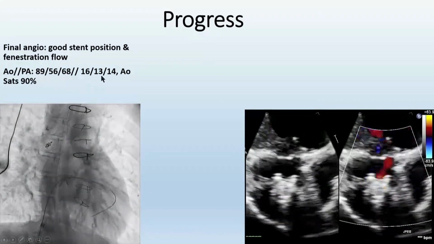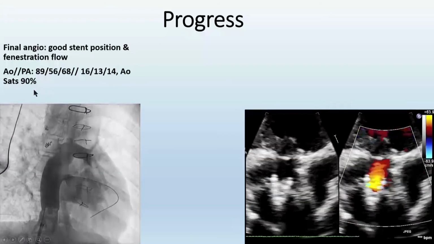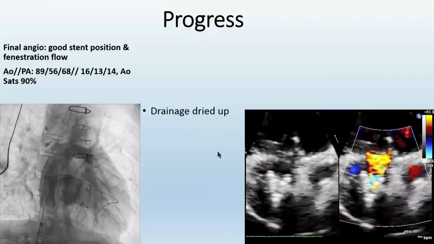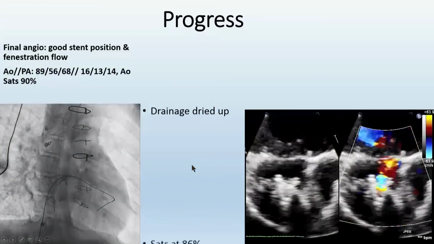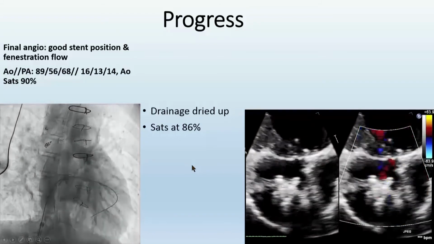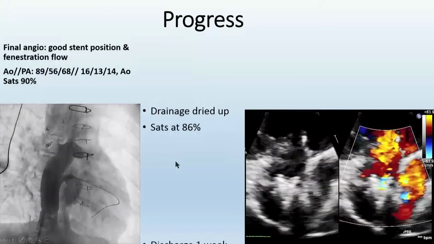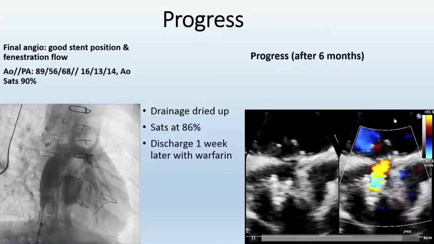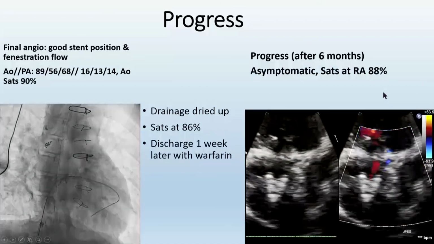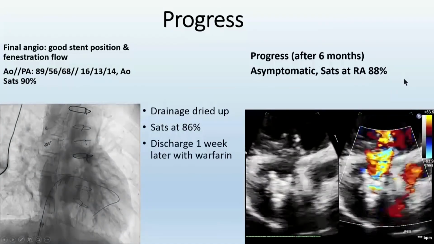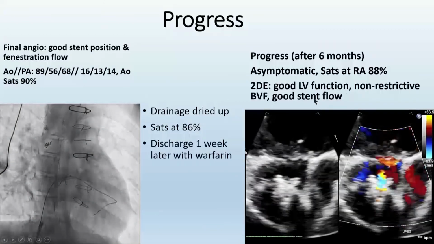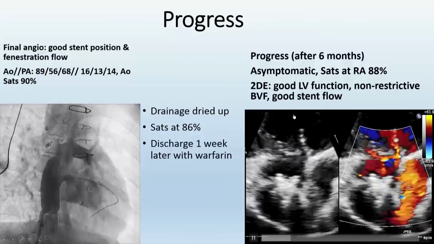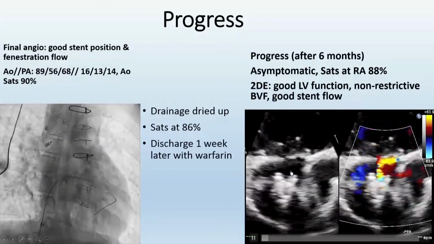And then PA pressure dropped to 14, and the patient's aortic saturation dropped from 97 to 90%. And the pleural drainage dried up after a few days, and this patient was discharged, saturation at 86%, a week later with warfarin. So this is the follow-up after 6 months. Patient is asymptomatic, saturation under room air is 88%, and very good LV function, non-restrictive bulboventricular foramen, and very good stent flow at the fenestration site.